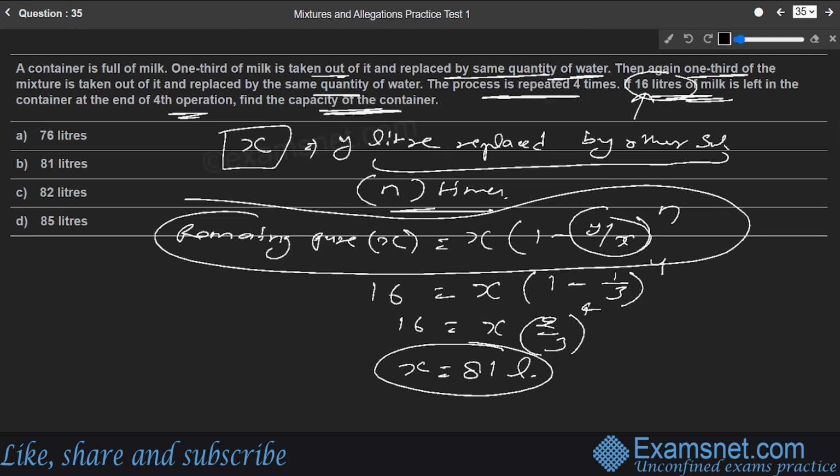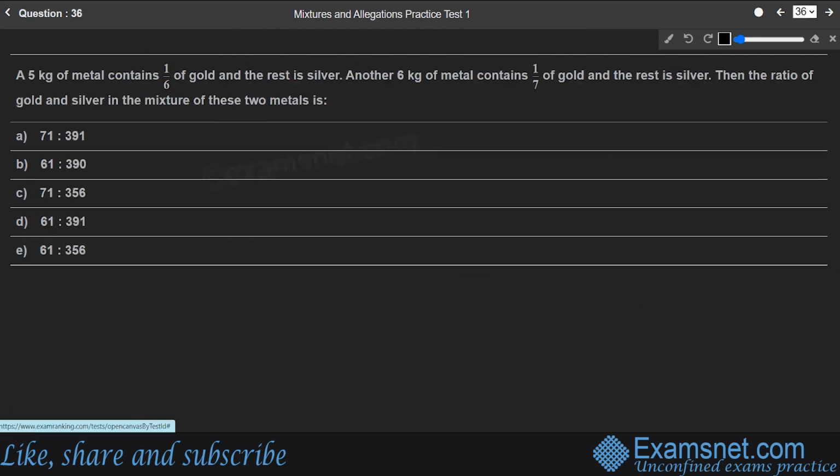The capacity of the container is 81 liters only, because the container was initially full of milk, and the full milk available was 81 liters. So that is the capacity of the container also. Right answer is 81 liters. Okay. Let us have the next one.